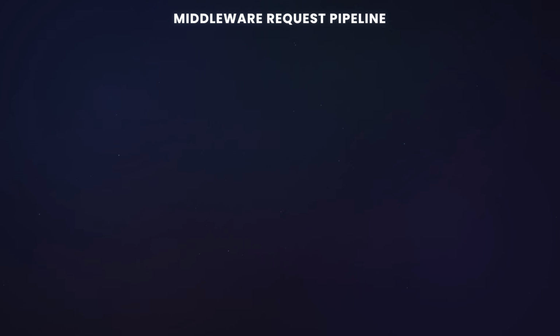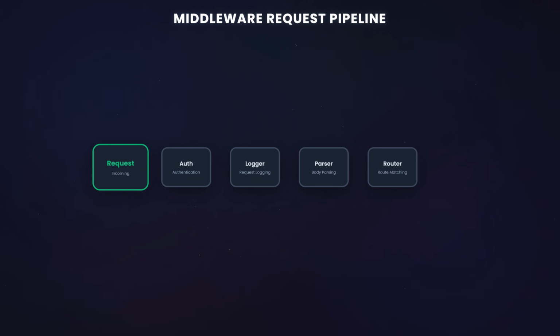Let's talk middleware. At its heart, middleware is a series of functions that process requests before they reach your final handler. Think of it like an assembly line. Each station performs a specific task like logging, authentication, or parsing, then passes the request along or terminates it. The beauty is modularity and reusability. Instead of cluttering route handlers with cross-cutting concerns, you encapsulate them into separate middleware functions.